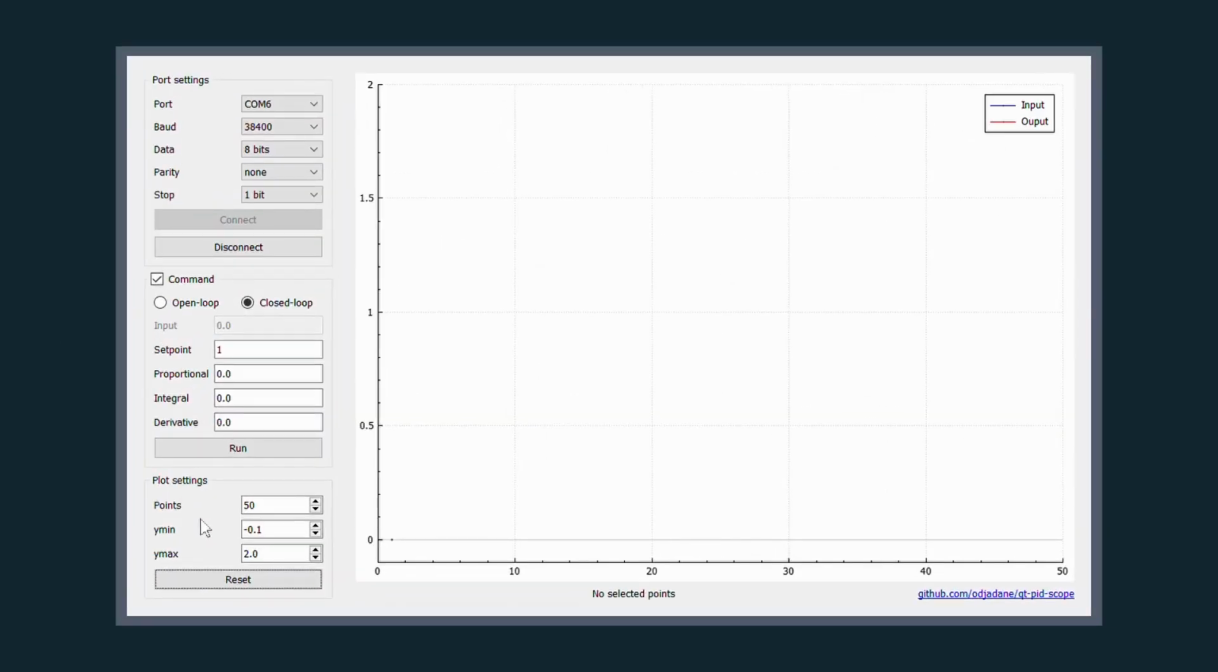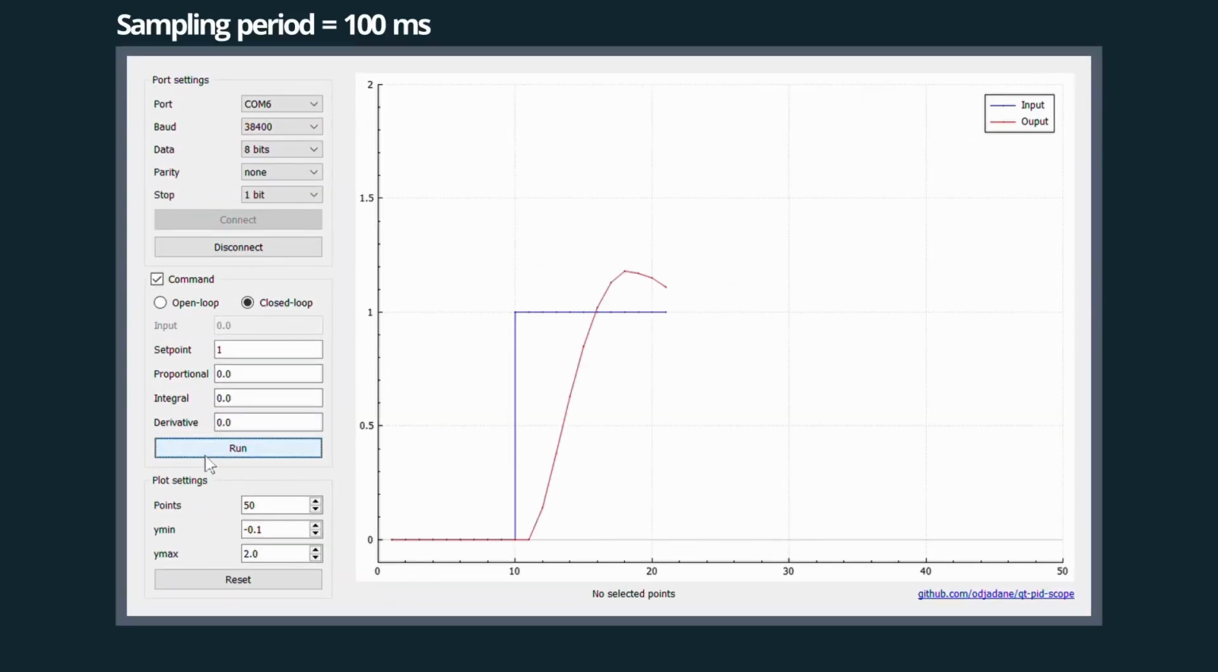By applying a 1-volt step input, the closed-loop system reaches the desired set point in 2 seconds, and does not overshoot more than 20%. And contrary to what was shown at the beginning, the result is exactly what was predicted by the equations, without any further tuning needed.